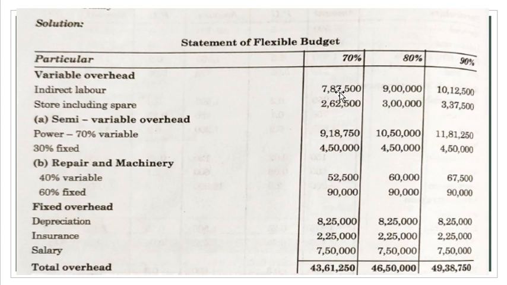So now for 70% we will cross multiply. When we cross multiply, that is, for 80% if it is 9 lakh, then for 70% how much is it?